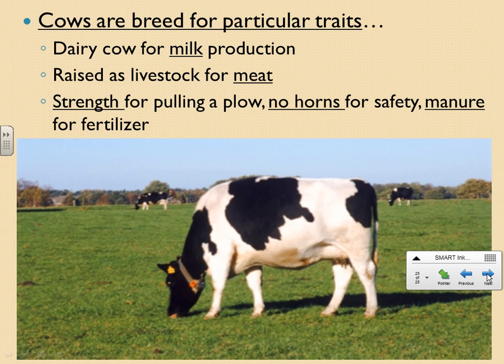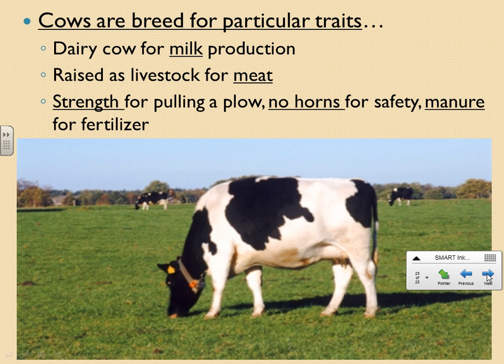You might go to the store and see that you can get an Angus steak or you can get a Kobe beef steak, and those are just different varieties of cows that we have bred. We also breed them for strength for pulling a plow. We breed them for no horns for safety. We breed them for manure, for fertilizer. So lots of different things that we breed our cows to be able to do.